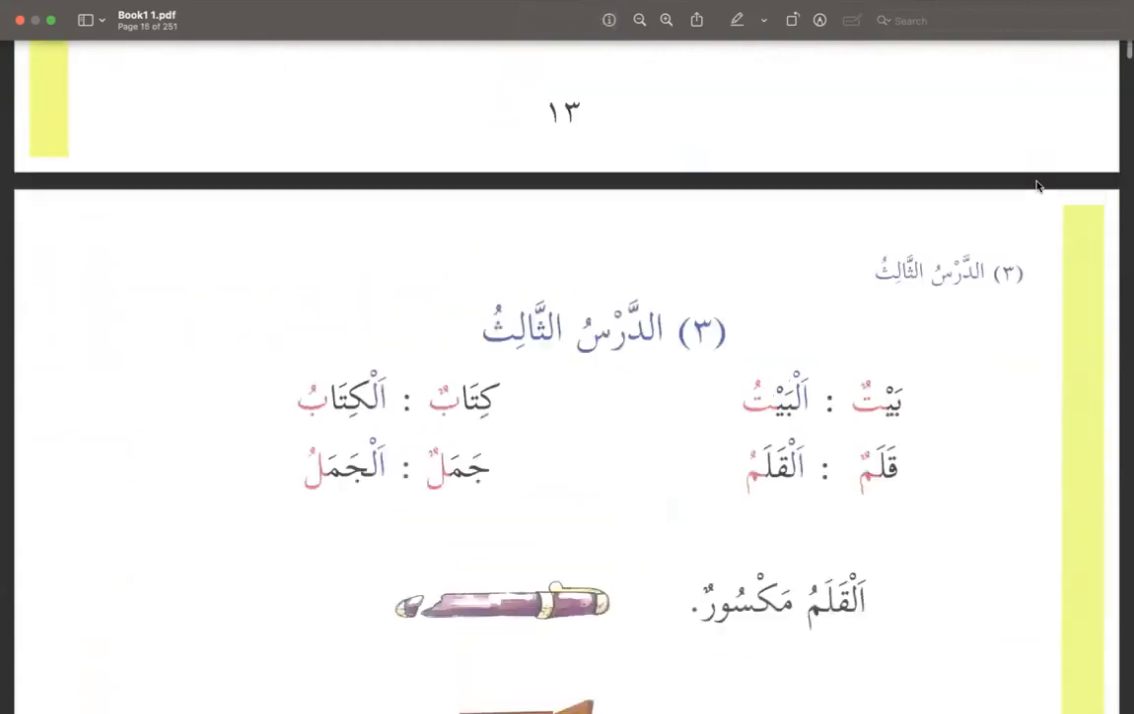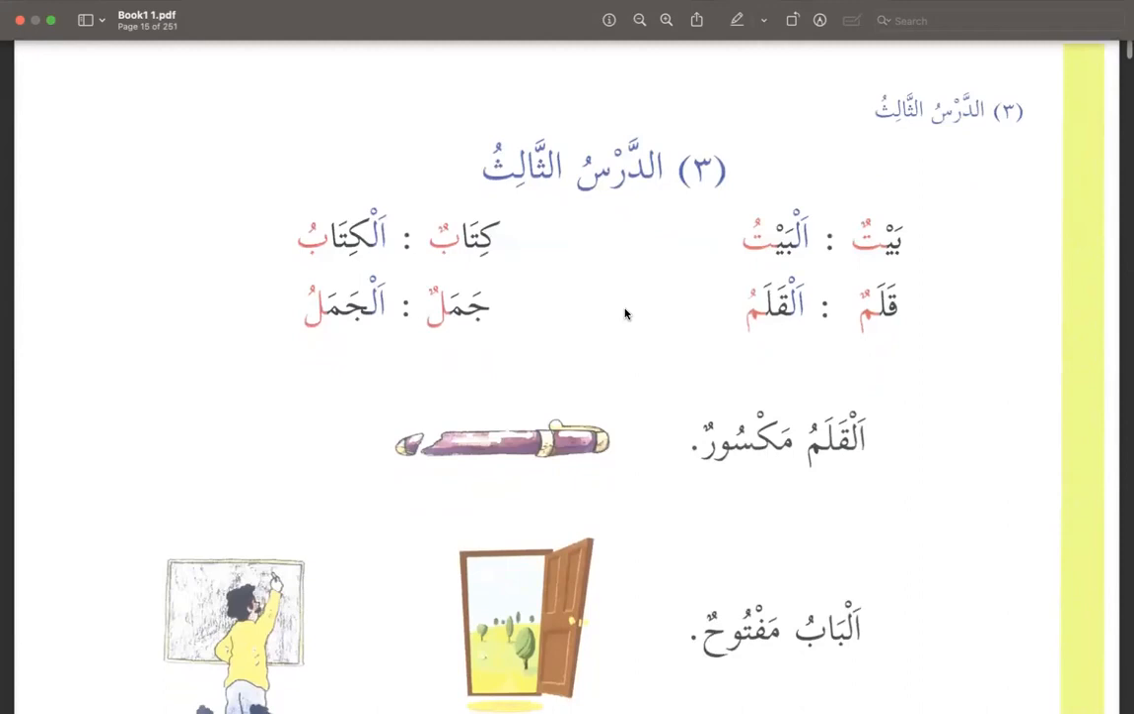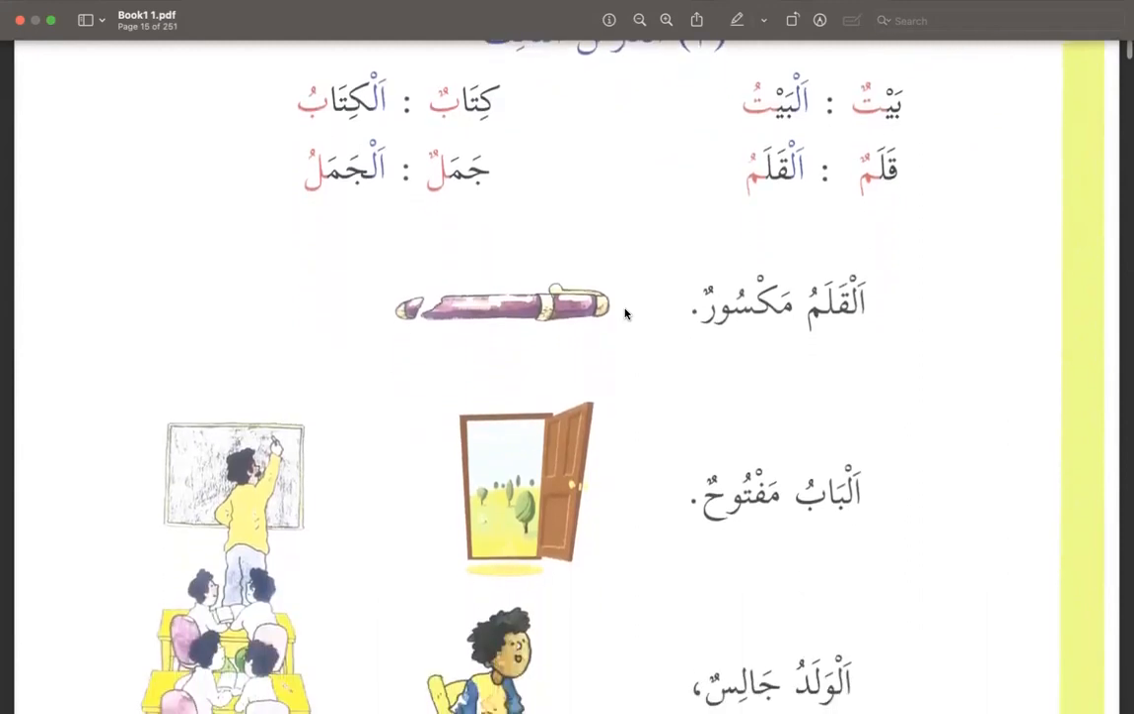الدرس الثالث, the third lesson. Everyone, please read it with me. Baytun, al-baytu. So you notice here, we first said baytun, any house, common, a house, and then we made it definite. We made it known. We added the alif lam, and then another change we made here, we dropped the tanween and we gave it a single dhamma. Kitabun, al-kitabu, qalamun, al-qalamu, jamalun, al-jamalu.